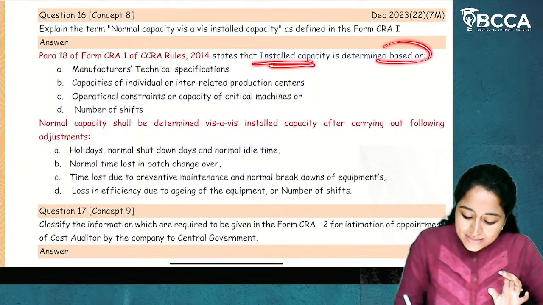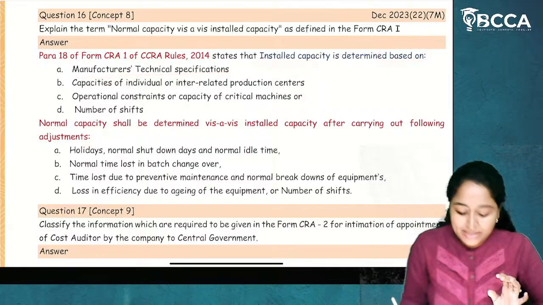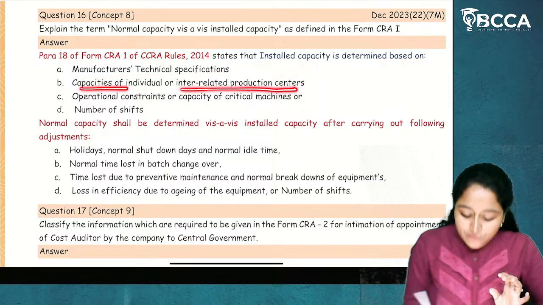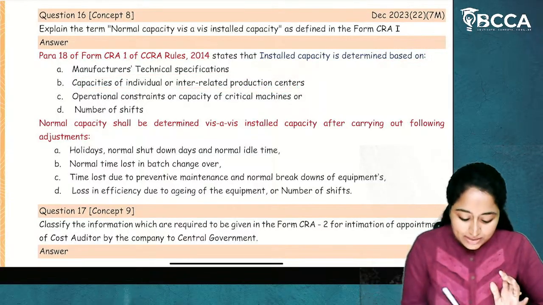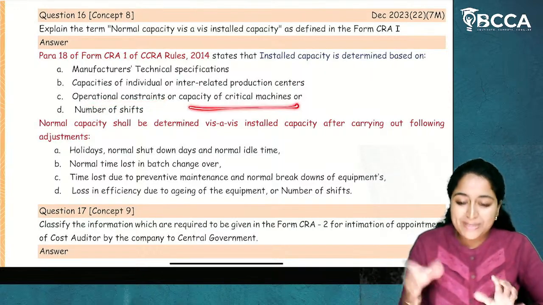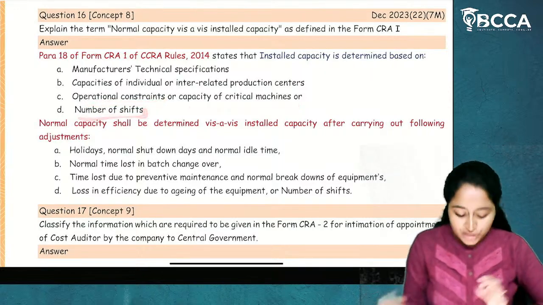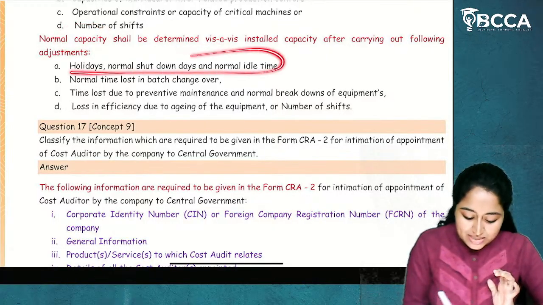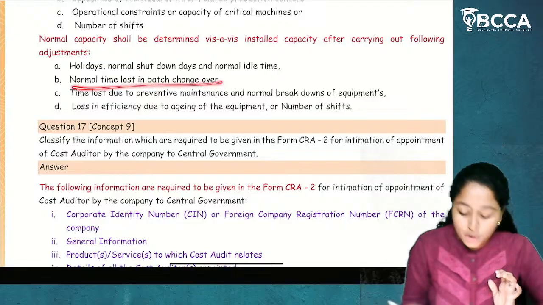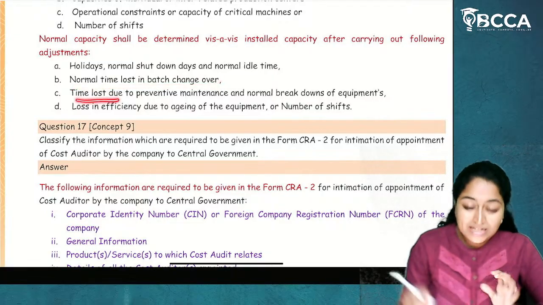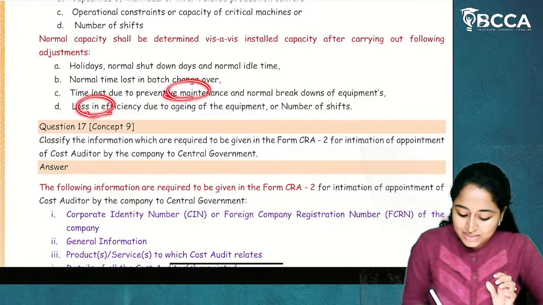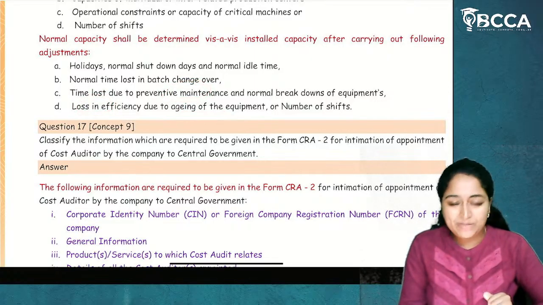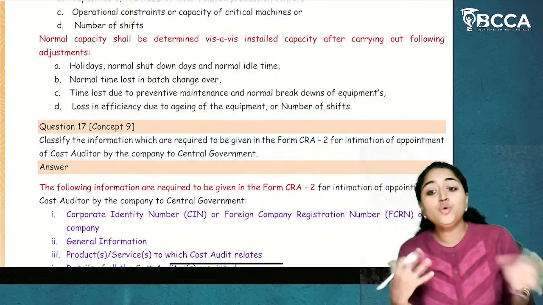It states that installed capacity is determined based on manufacturer technical specification, capacities of individual or interrelated production centers, operational constraints or capacity of critical machines, number of shifts. And normal capacity shall be determined based on the considerations: holidays, normal time lost in batch changes, time lost due to maintenance, and loss in efficiency due to aging of equipment. These are the points which you have to write down.